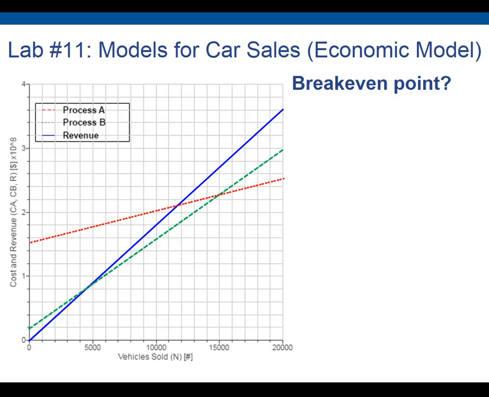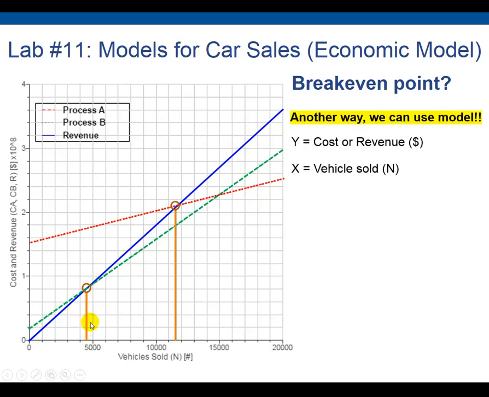Okay, this is another example. You probably remember these figures. This blue line is the revenue line, the green one is process B, and the red one is process A. So we can find the break-even point using this visual information. Just find it on the graph, and for process B the break-even point looks like 4,500. Let's assume that, okay.